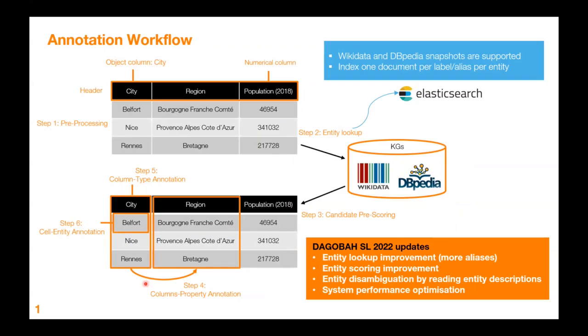And in the 2022 version of our system, we bring some improvements in the entity lookup, in the entity scoring algorithm, and we propose a novel entity disambiguation by reading entity description. And we care more about the optimization of the performance.